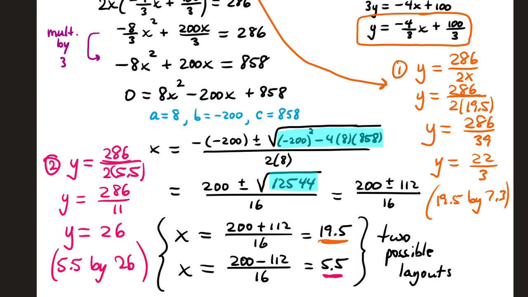Using the sum, 200 plus 112 divided by 16 is 19 and a half. Using the minus sign, 200 minus 112 divided by 16 is 5 and a half. So there's two possible layouts. Layout 1, and I underlined it in orange, because x is 19 and a half.